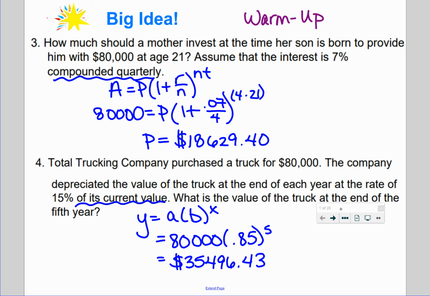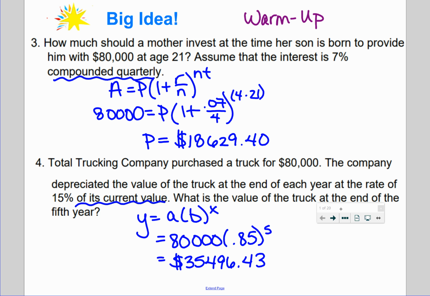All right, we need to focus now. Okay, let's check our answers. For the top one, you have to be careful. The 80,000 is the ending amount, not the starting amount. So you have to figure out whatever this base to the power is.